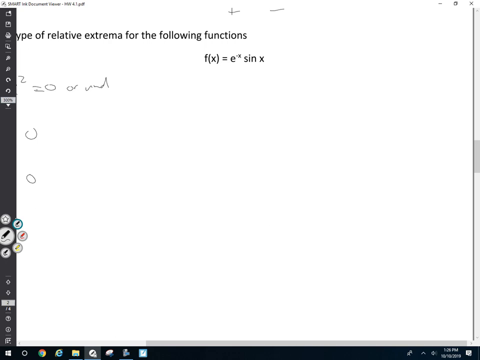Whoa, e to the -x sine x. This will be fun. Derivative first, we've done it enough. I hope we remember and understand why the derivative of e to the -x is negative e to the -x. That's the derivative of the first times the second, plus the derivative of the second times the first. I gotta find when that's 0. Again, factor out.